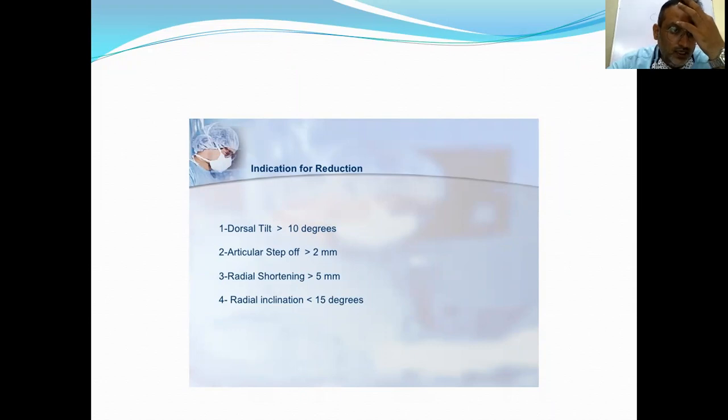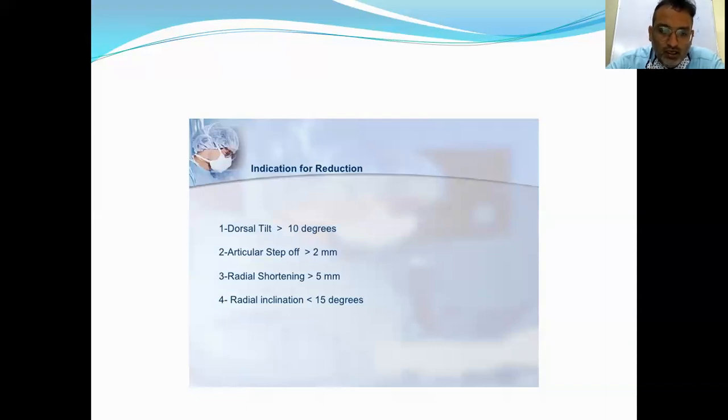So if the dorsal tilt is more than 10 degrees, you have to look for reduction. If there is an articular step of more than 2 mm, okay. So if the fracture is displaced more than 10 degrees with the dorsal tilt, with a step between fragments of more than 2 mm, and if the radius is shortened, as you see, the radius will be pointing more distally than the ulna. So the radial styloid tip will be more distal than the ulnar tip. So if the fracture is more displaced, the radius will be shortened.